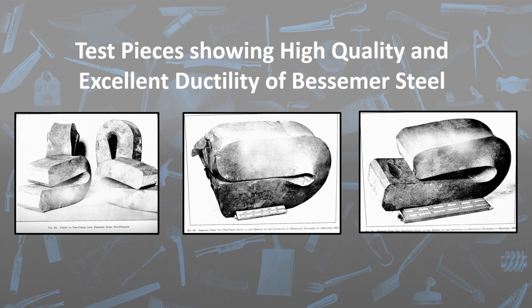Bessemer's iron and steel was of a very high quality, and tests showed that it was very ductile. Tests were carried out on bars of this steel and showed that bending to 180 degrees could be performed without the bars cracking or breaking. This could not be done with cast iron, which would easily crack at a modest angle of bending.